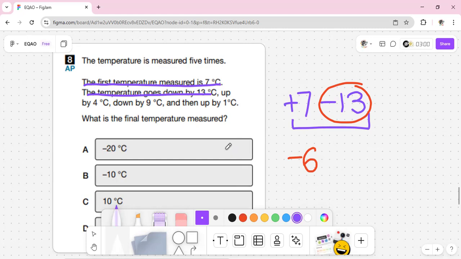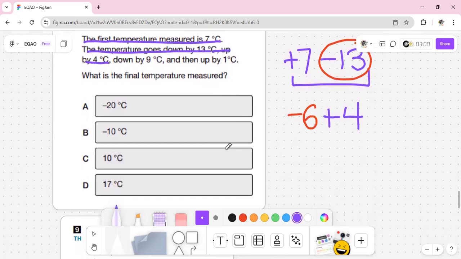The next integer that I have to take into consideration, it's going to go up by 4. So up by 4 means +4, right? When I do +4, again, different signs. So I have to ignore the signs and subtract. -6 plus 4, well, 6 minus 4 is going to be 2. And the larger number is negative, so the answer is going to be negative.